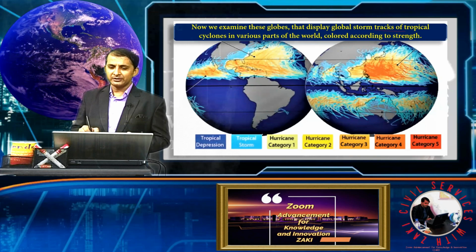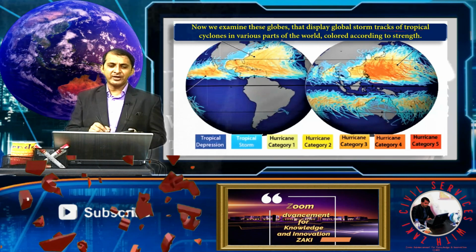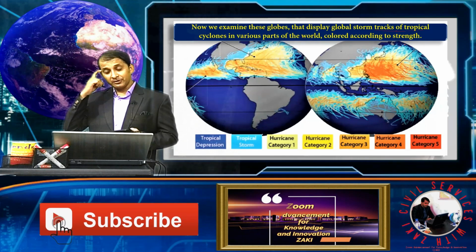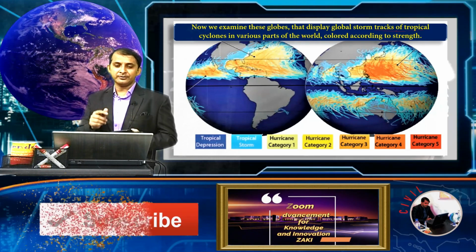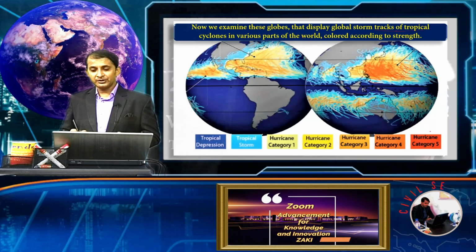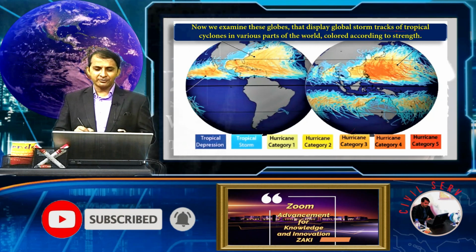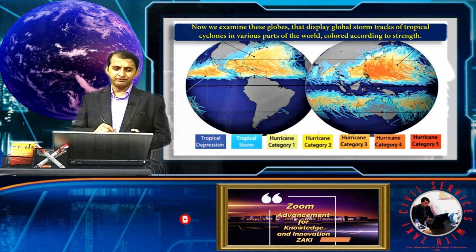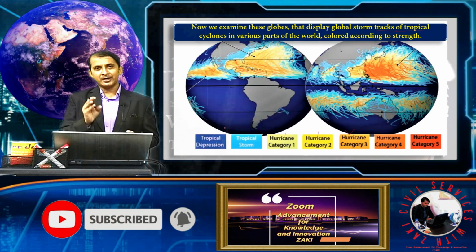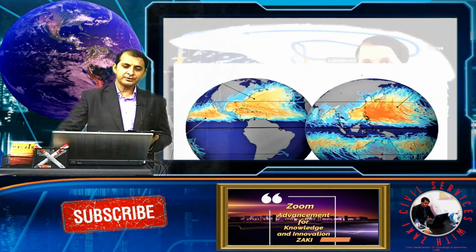So this is a storm track: storms form and they move. This shows the storm tracks of tropical cyclones in various parts of the world, so it is global. Basically, this cyclone is colored according to the strength. If you see the orange, it means category 5. This is category 4, and this is category 3, category 2, category 1, and tropical storm, and tropical depression. So these are the symbols and the tracks.